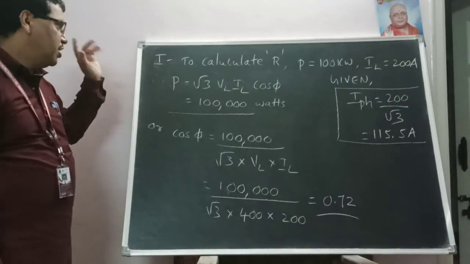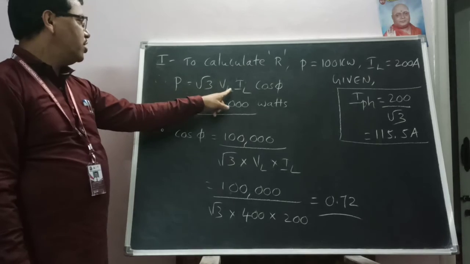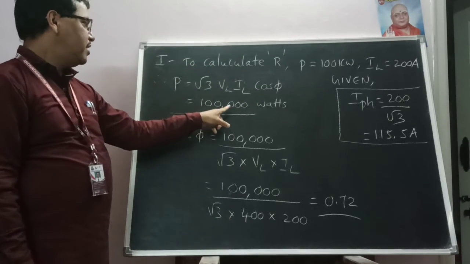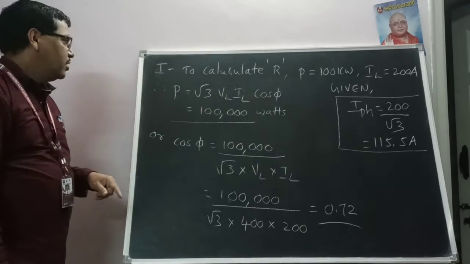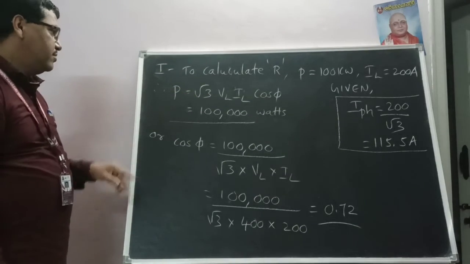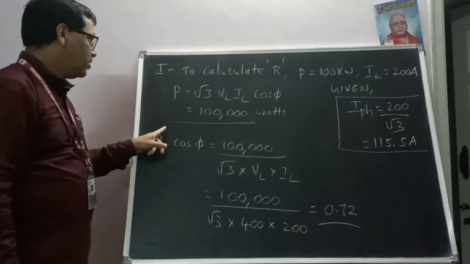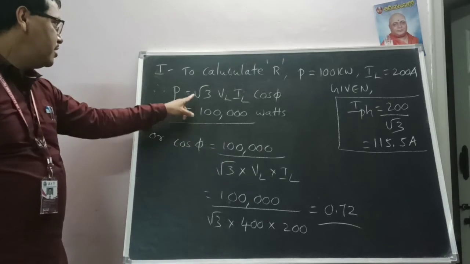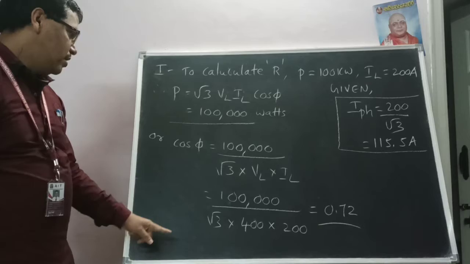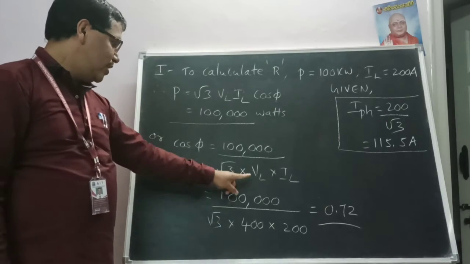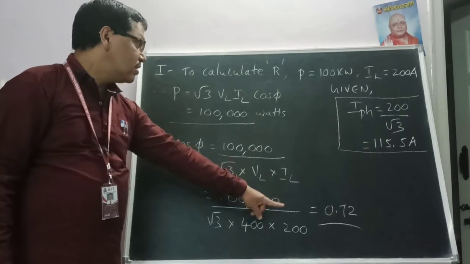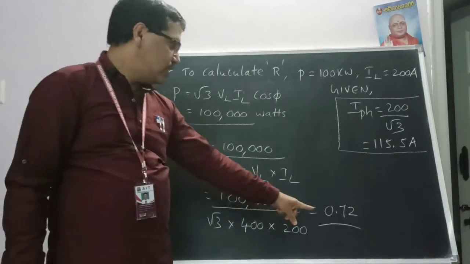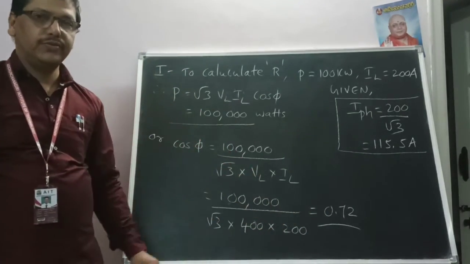As power of 100 kilowatts is given, we will use the power relation, that is P is equal to root 3 VL IL cos phi. From this equation, cos phi is equal to 100 kilowatts divided by root 3 VL IL. That is 100 kilowatts divided by root 3, VL is 400, IL is 200. The value of cos phi is 0.72.